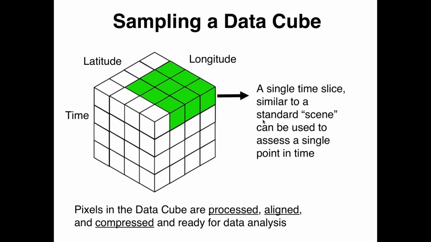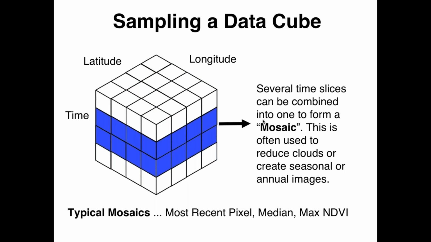I can pull out a piece of that cube. I can do an analysis in a certain lat-long region for a certain period of time, a single day. And that's one way to think of the cube. Another way to think of it is, what if I were to combine a few time layers? If I pull together multiple time layers, which we call time slices, that ends up being something we call a mosaic. It's often used to filter out clouds or put things into annual images. And we typically look at the most recent pixel, or we might do a median, which is sort of like an average of the data of the pixels, or something like a vegetation index that's maximized.